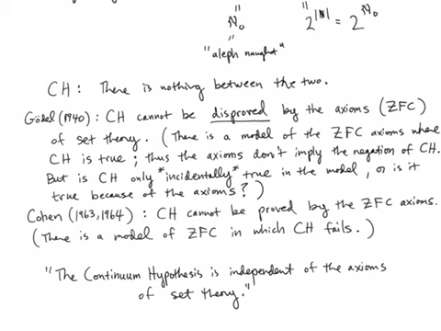So all told, the continuum hypothesis is independent of the axioms of set theory. It can't be said to hold or not to hold. It depends on what model of set theory you're working in. So the axioms are neither strong enough to say that it's true or not true. It's context dependent in some sense. All right, I think that is all we have time for.